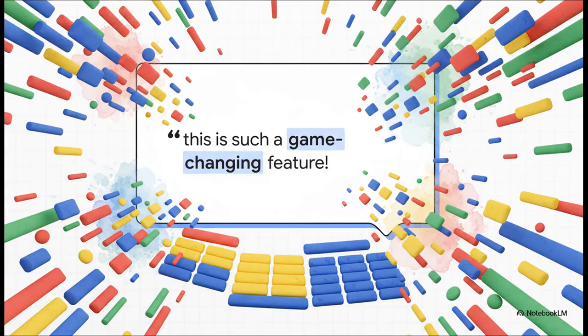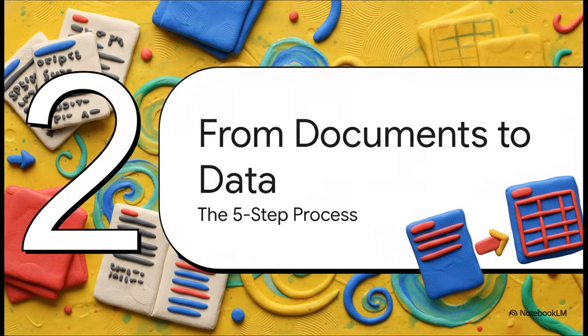And look, you really don't have to take my word for it. This quote says it all. The excitement is real. You know, this ability to instantly pull together data from all your different sources, that could easily be a whole separate, probably expensive service. But instead, it's built right into NotebookLM, and the impact of that is huge. Okay, so that all sounds fantastic in theory, right? But how does it work in practice? Is it complicated? Well, you'll be happy to hear that it is surprisingly simple to turn your documents into clean data. Let's break down the process.